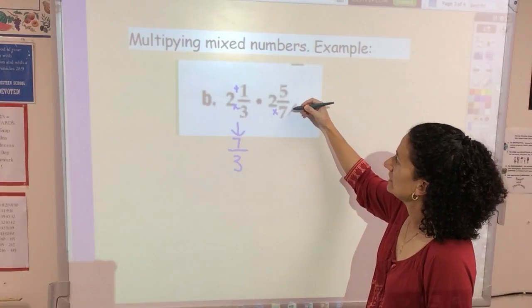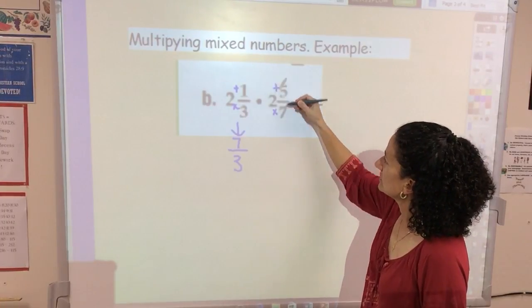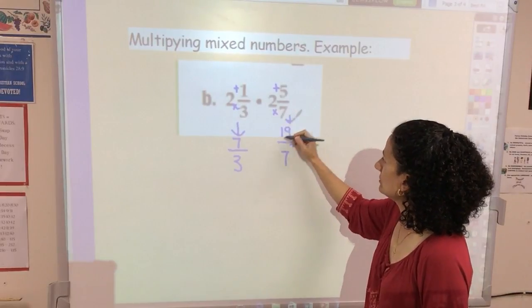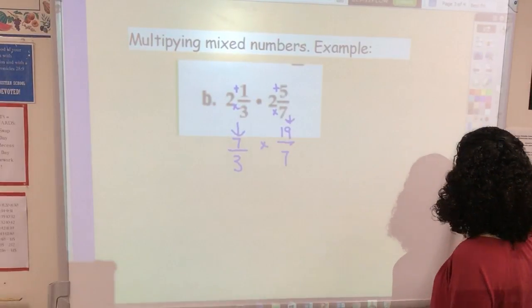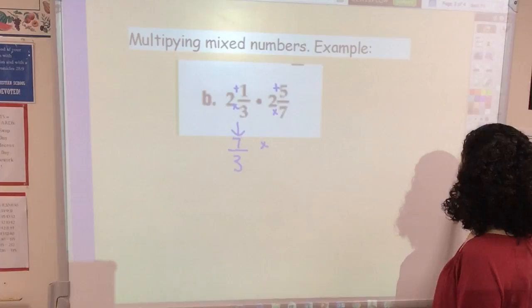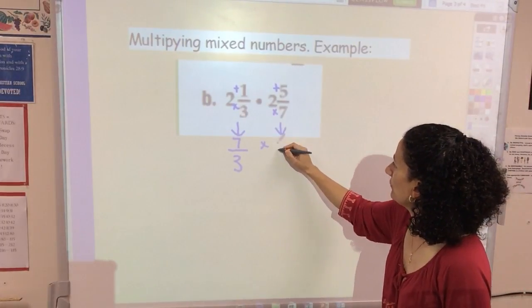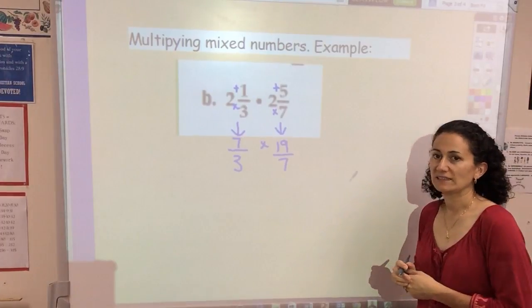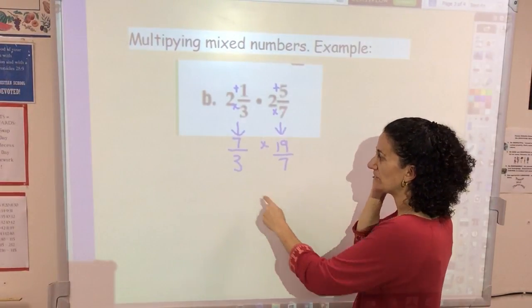2 times 7 is 14, plus 5 is 19/7. Okay, so now I've changed them both to improper fractions. I can proceed as I was doing the last example. So I'm going to try to cross simplify.